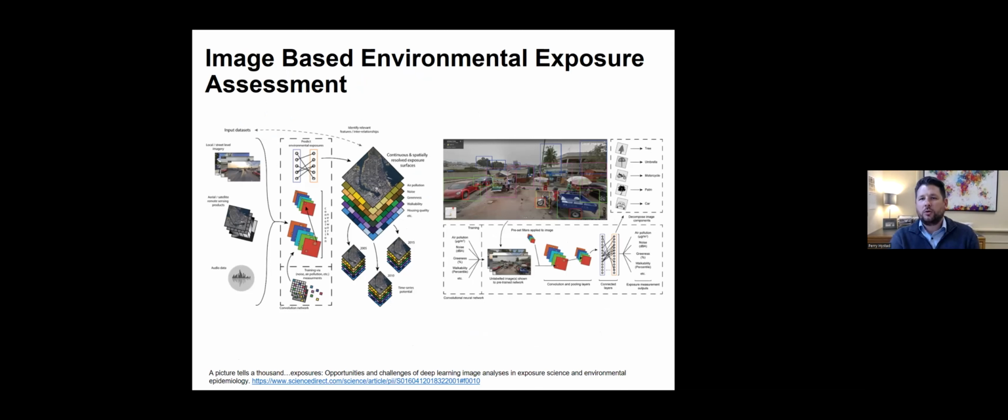Moving into image-based exposure assessment. This can be images from a satellite, or this can be images from the street, right? It can be any image. But how do you use modeling approaches, and most of these are deep learning modeling approaches, to automatically extract information from those images? And this is a nice commentary paper that really goes into the opportunities and challenges with using images for environmental exposure assessment.